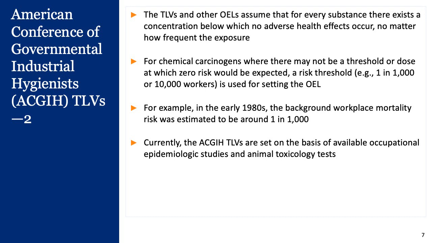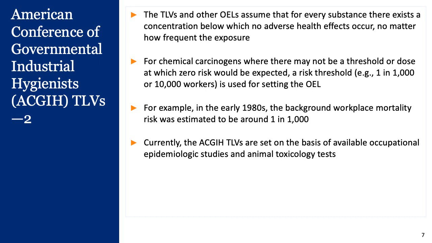For example, in the early 1980s, the background workplace mortality risk was estimated to be around 1 in 1,000. And what it means is if you have an exposure to a chemical carcinogen, then the acceptable risk threshold is 1 in 1,000, meaning we can, as a society, tolerate 1 in 1,000 workers to suffer the health consequence, in this case, some kind of cancer. And so that is the threshold at which we set the TLV.